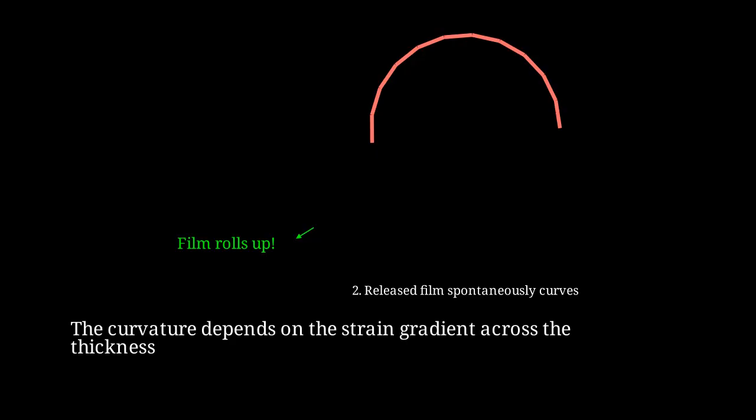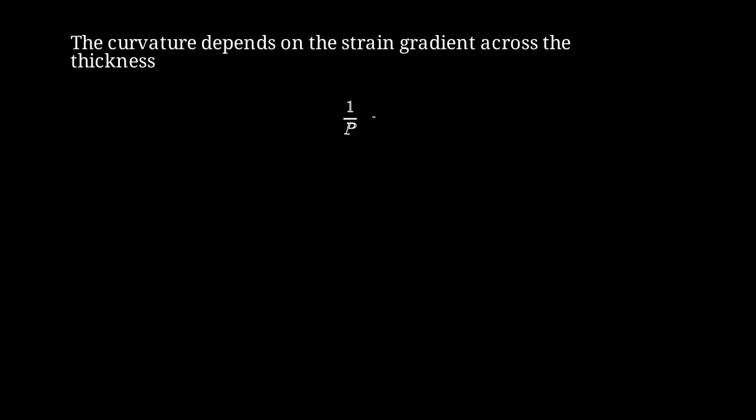Step 2. Once released, the film spontaneously rolls up. The top surface in compression and the bottom surface in tension naturally create curvature. The radius of curvature that forms depends on how the strain varies through the thickness of the film. A linear strain gradient produces uniform bending. The curvature, which is 1 over the radius r, equals 6 times the strain difference delta epsilon divided by the film thickness h.